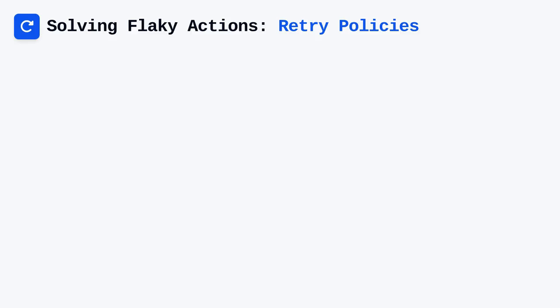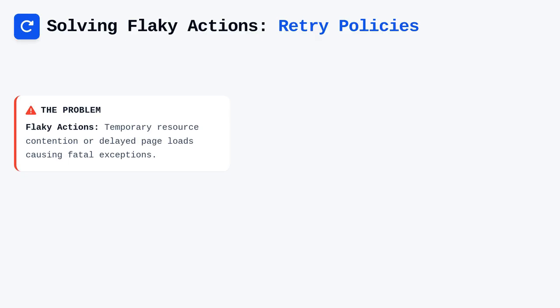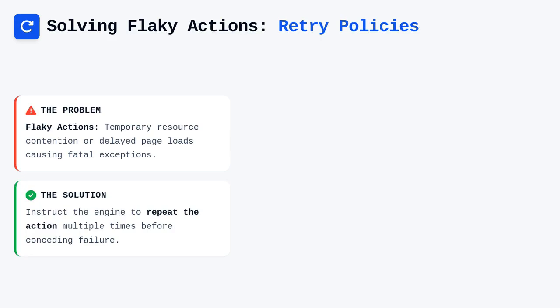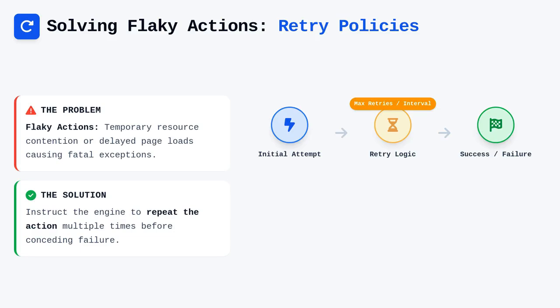One of the most effective strategies for dealing with flaky actions, such as a page taking 5 seconds longer to load than anticipated, is the implementation of a retry policy. Instead of immediately surfacing an error, we instruct the engine to repeat the action a specified number of times before finally conceding failure. You can define the maximum number of retries and the exact interval in seconds between these attempts, which helps mitigate issues caused by temporary resource contention.